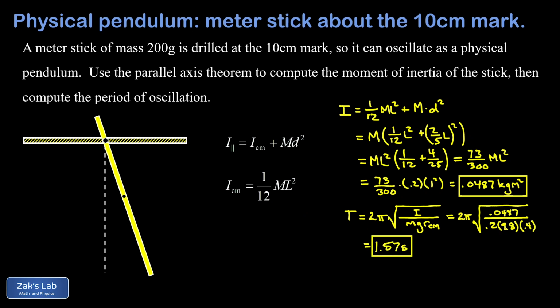seconds. So if you're a physics teacher or a particularly motivated student, this is one of the easiest demos that you can do in the classroom. You just drill a hole through the 10 centimeter mark of a cheap meter stick, stick it on a pencil, and watch it oscillate and see how close you get.